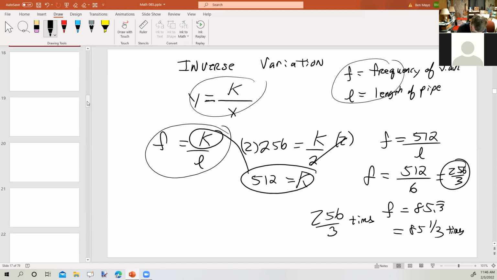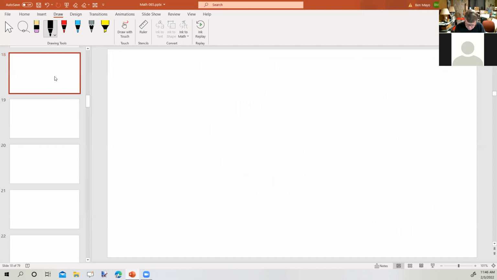Okay. Our third and final type of variation today is joint variation. Y equals K. And let's see, what did they use? I think they used W. Doesn't really matter. They use X and Z. Okay. So what's going on here is that we have more than one variable on the right side of the equation.